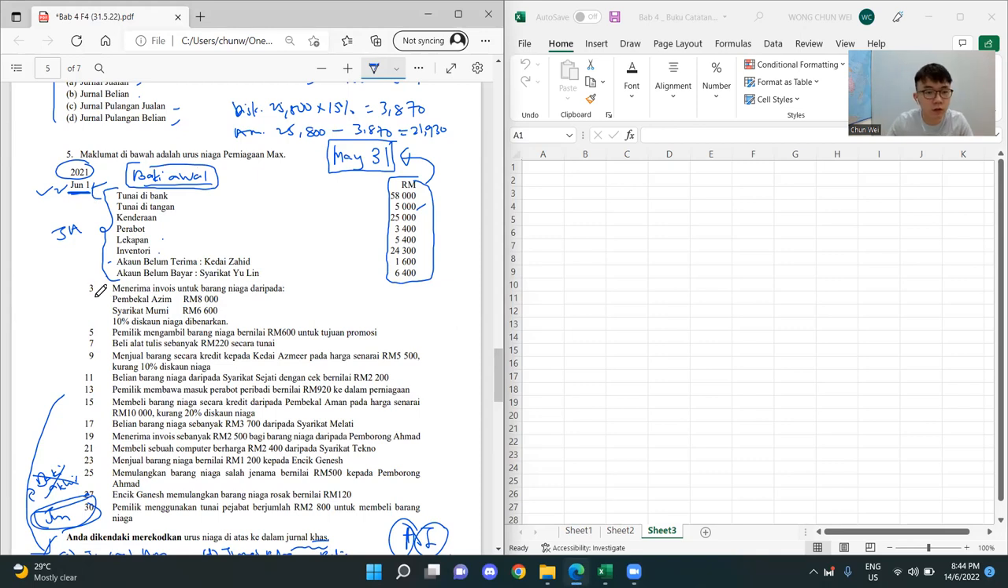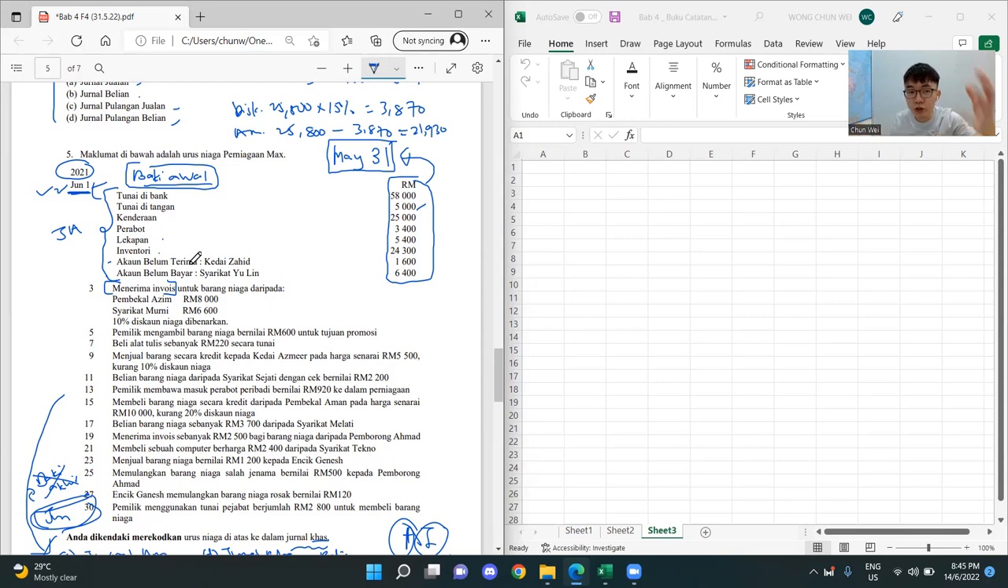And then let's move on to the 3rd of June. You menerima invoice untuk barang niaga daripada pembekal Azim and Syarikat Muni. This question is a bit different from what we have done in the last exercises. Here it says menerima invoice. Then you have to think, siapa yang menerima invoice? Is it the buyer or the seller? So now you have to think, am I a buyer or a seller here?